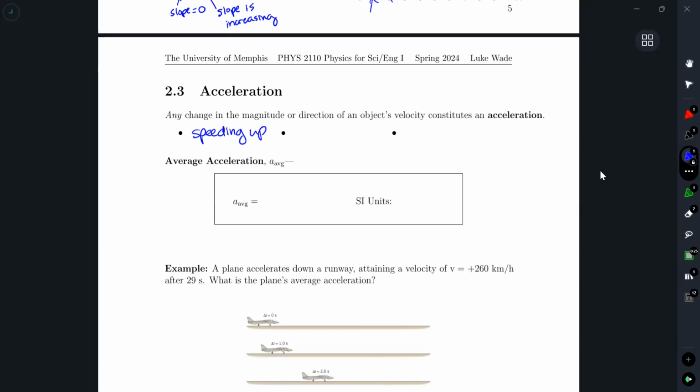So speeding up is the one we're used to. Slowing down, we hear it called in everyday life a deceleration, but it is still considered an acceleration in physics. And this is the worst one of all, the one everyone forgets. Changing direction.